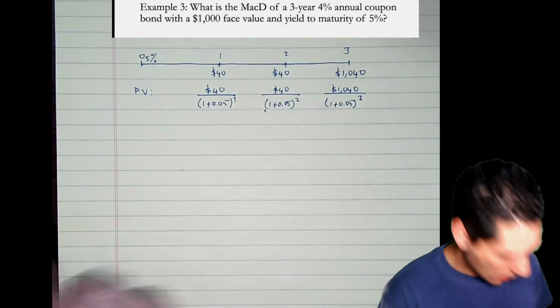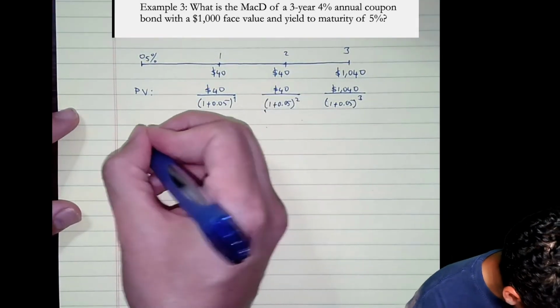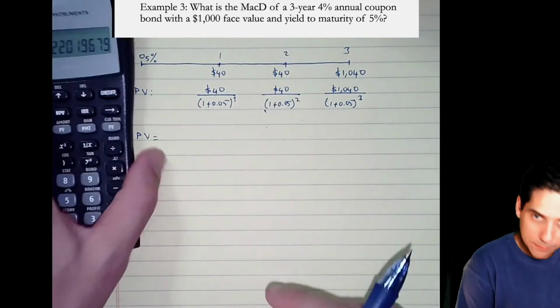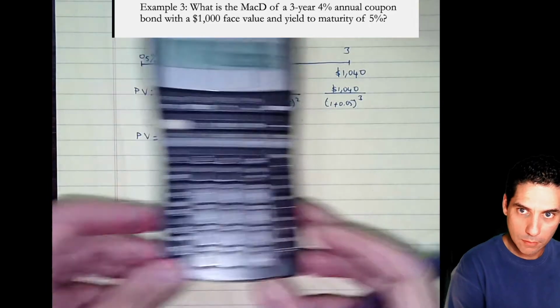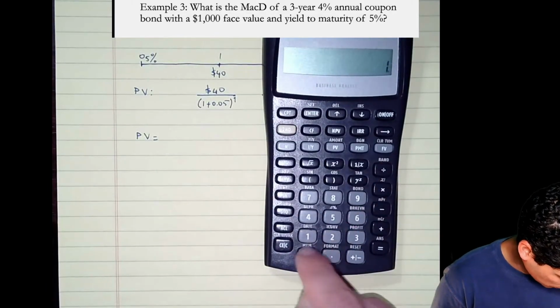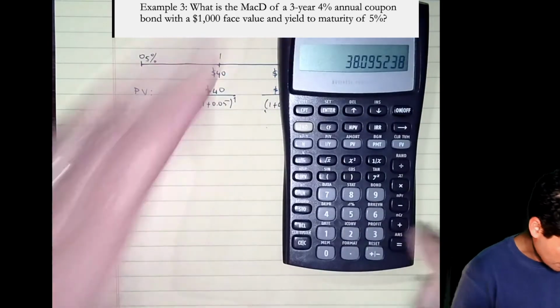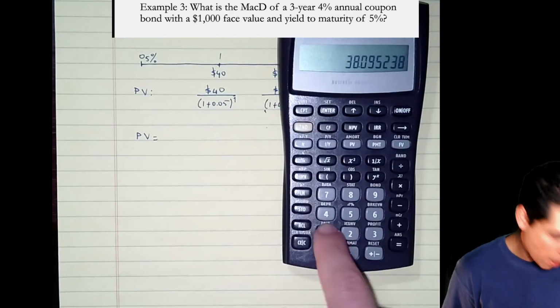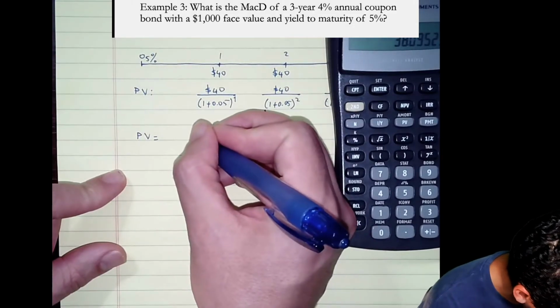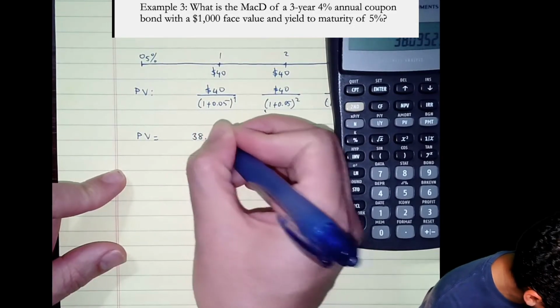Okay. So if we compute these, the first one is going to be 40 divided by 1.05. And I'm going to store this in STO1. I don't want to make a rounding error, but here I'm going to write it to 3 decimal places.